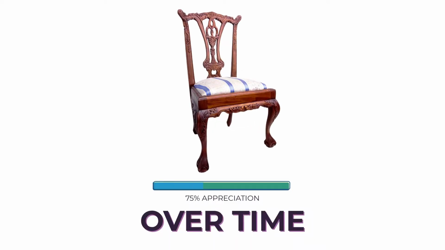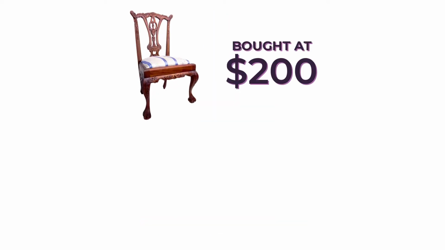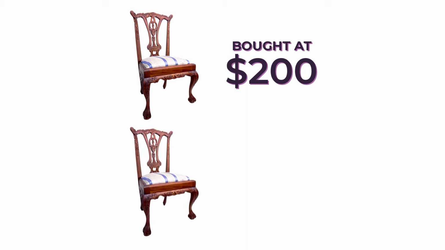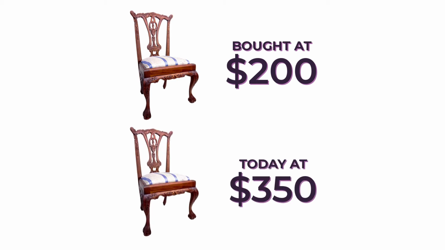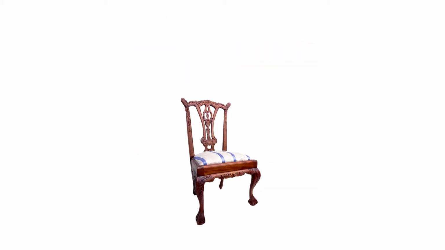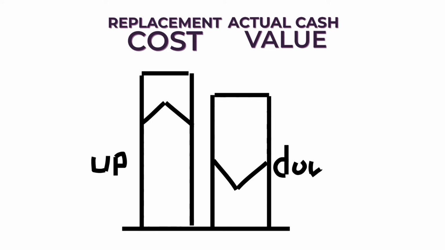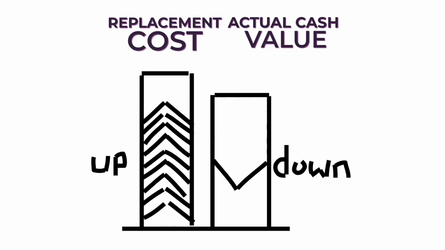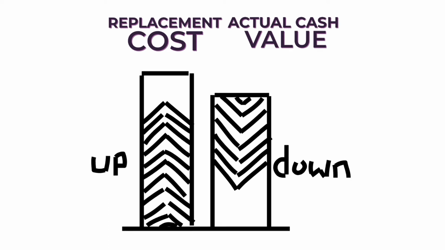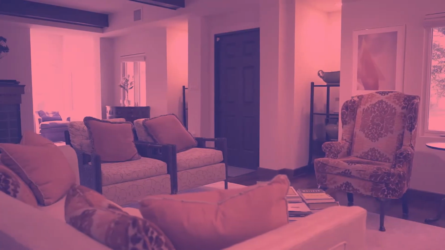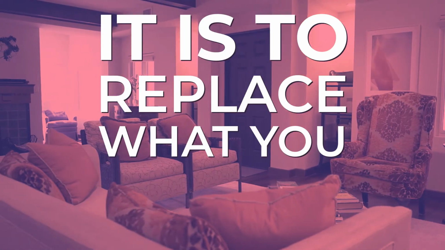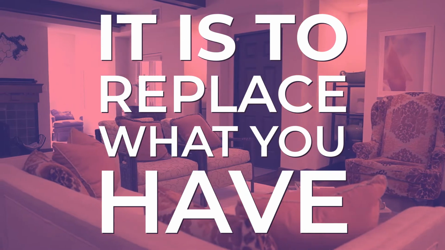Versus replacement cost, that will take into account appreciation. So if you have a chair that you paid $200 for, but you have to replace it, well, that chair may cost $350 nowadays. Well, under a replacement cost, the replacement will be at $350. Whatever it costs to replace what you had at the same level of quality and the same level of decor or whatever. It is to replace what you had versus the value of what you had.